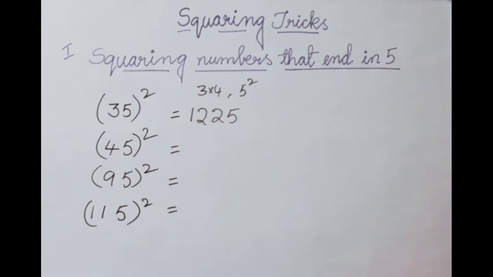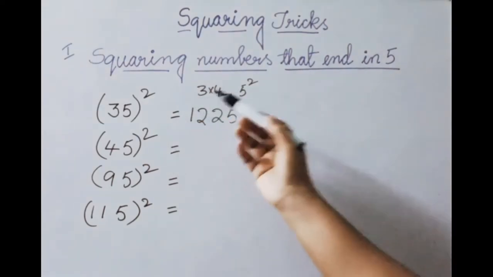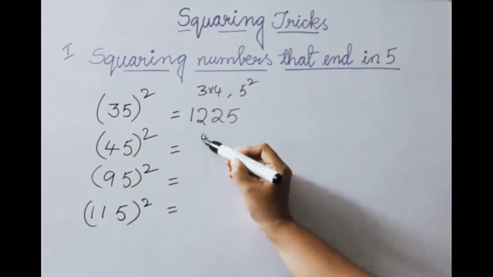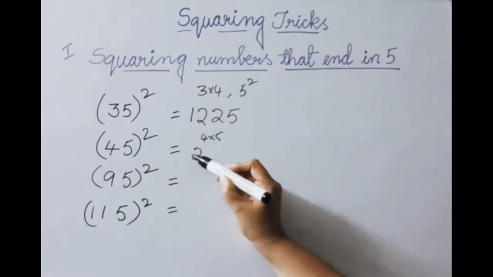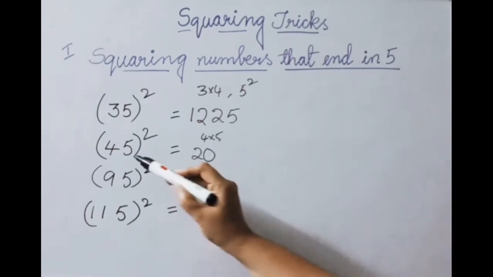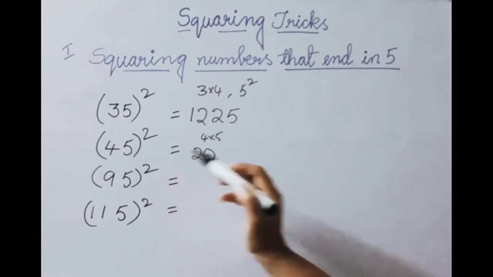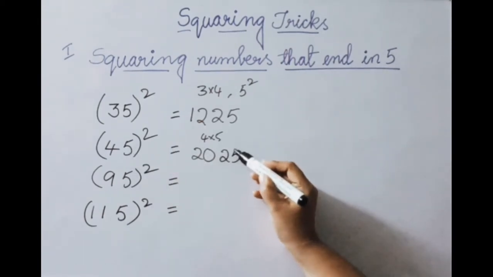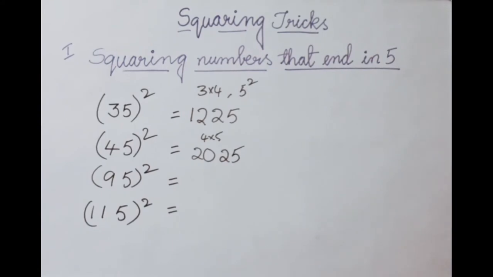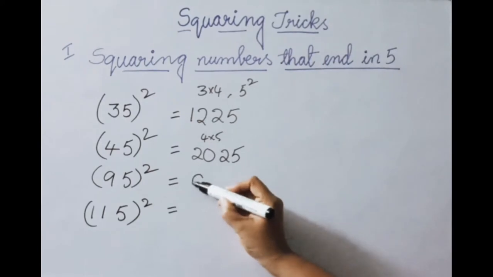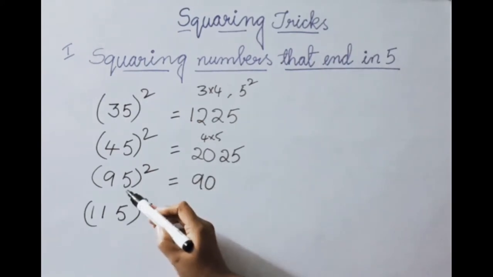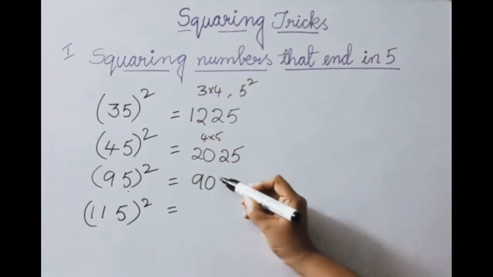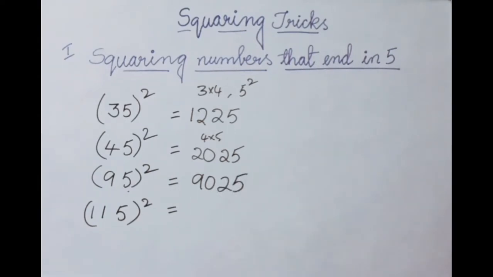See the next example, 45 square. 4 and the next number 5. That means we have to write 4 5s. 4 5s are 20. Next, we have to take the square of the second number. 5 square means 25. So the answer is 2025. See the next example, 95 square. 95 square means 9 and the next number 10. So 9 tens are 90. Second number square, 5 square means 25. So the answer is 9025.